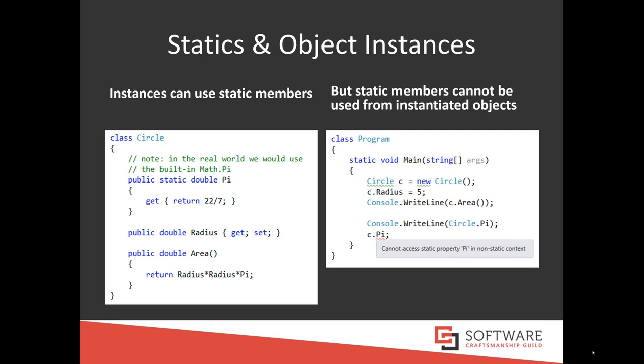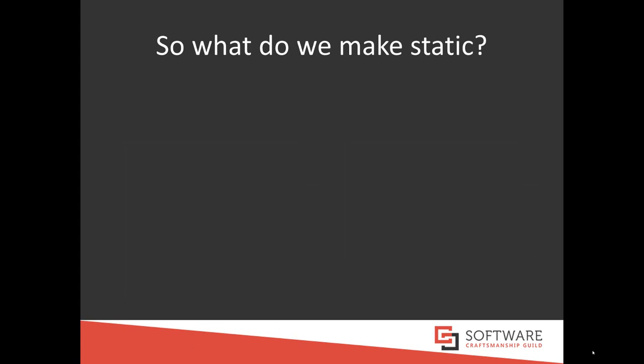Static members cannot be used from the instance object though. So in this code, I've created a circle object, I've set its radius to 5, and then I could write out its area. But if I try to write out c.Pi and use pi like a property of the object, it's not going to let me do that. If I want to print pi, I have to call it directly from Circle: Console.WriteLine(Circle.Pi).